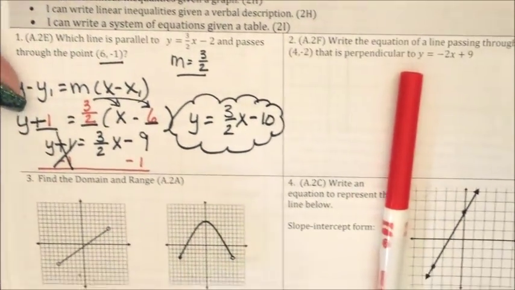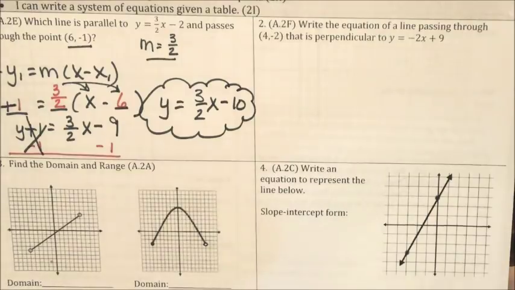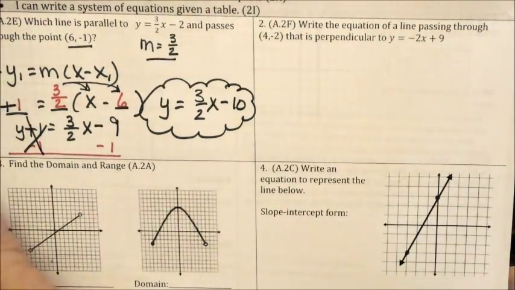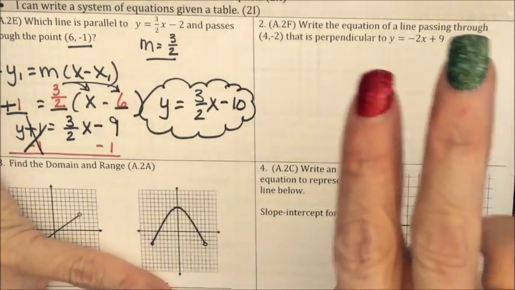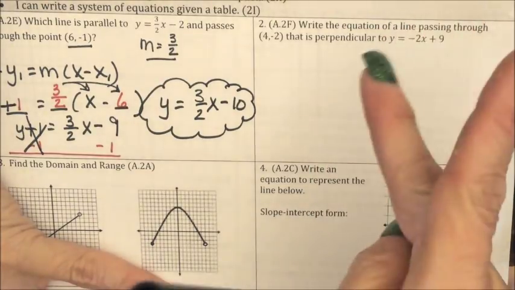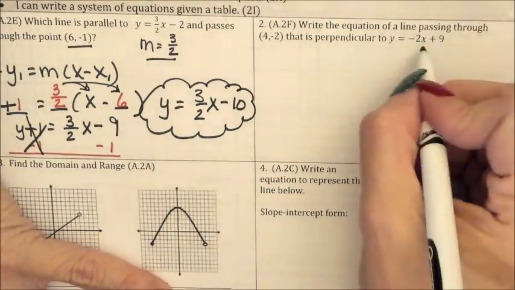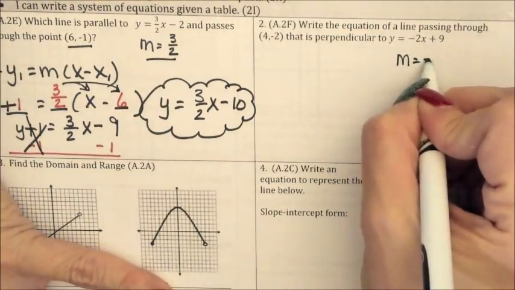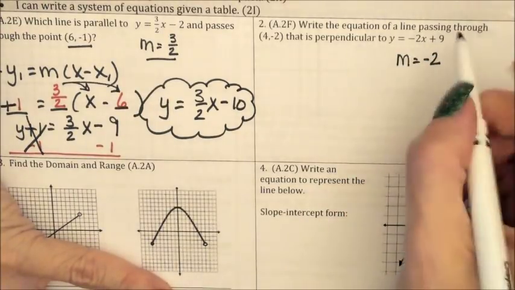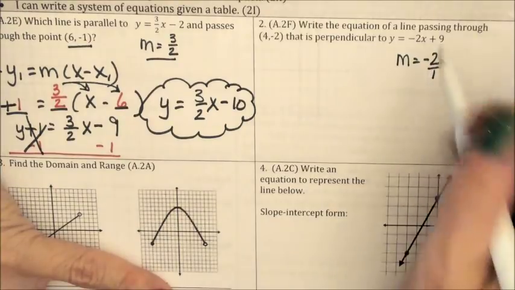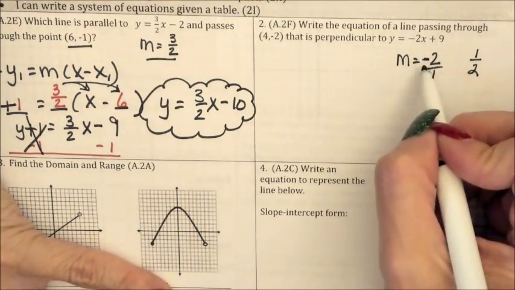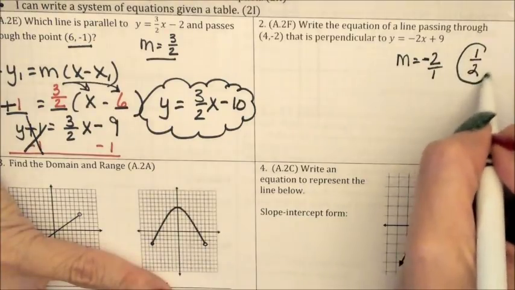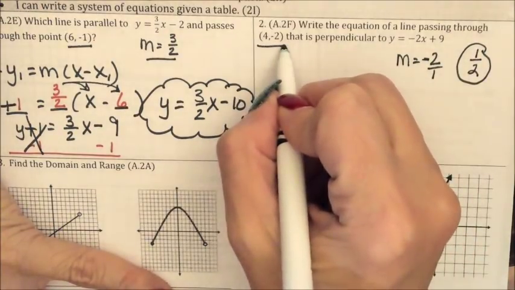All right, on to the next one. Write the equation of a line that passes through (4, -2), and it's perpendicular to this one. So remember, perpendicular lines have flipped and switched slopes. My slope on this one is negative 2. Flip it and switch it. Put it over 1, flip it, would make it 1 over 2. It's negative, so when I switch it, it becomes a positive. So here's my slope, here's my line.